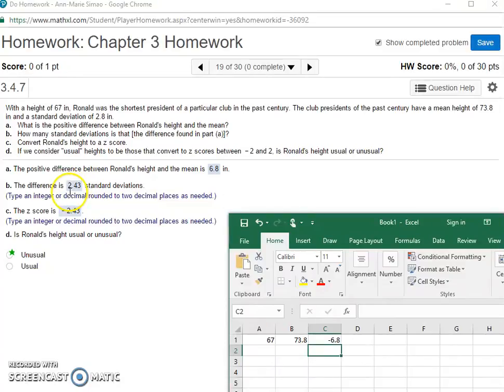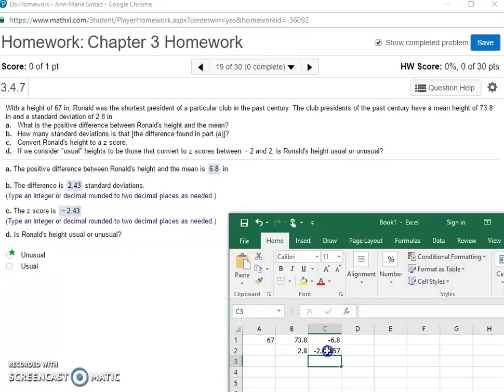The difference is blank standard deviations. They tell me that it's 2.8 standard deviations, so I need to divide that 6.8 by 2.8. And notice it says to round to 2 decimal places. The reason for that is your standard normal table is going to have 2 decimal places. So I have 2.428. Next to that second decimal is an 8, which means that 2 is going to become a 3, 2.43. And they want the absolute value on this one, so that's why it's a positive 2.43.